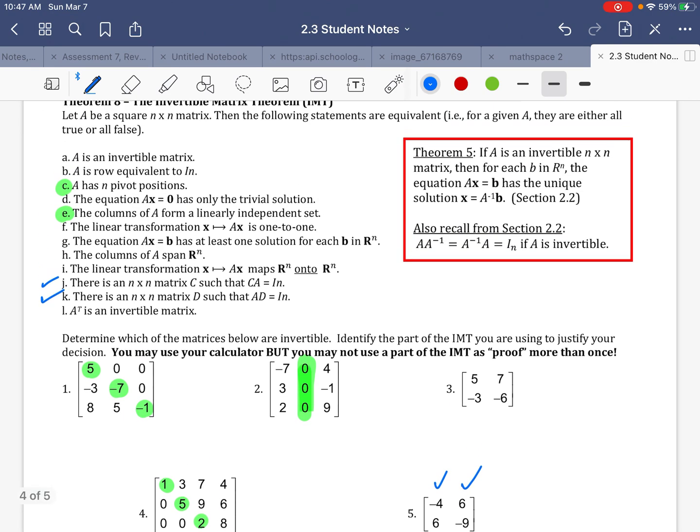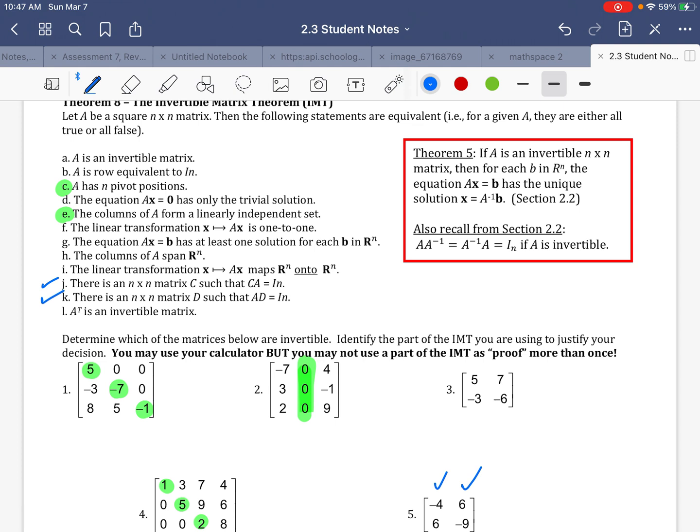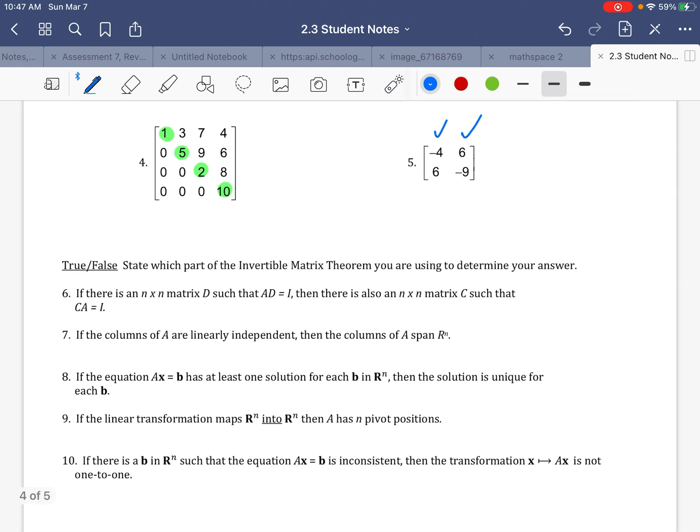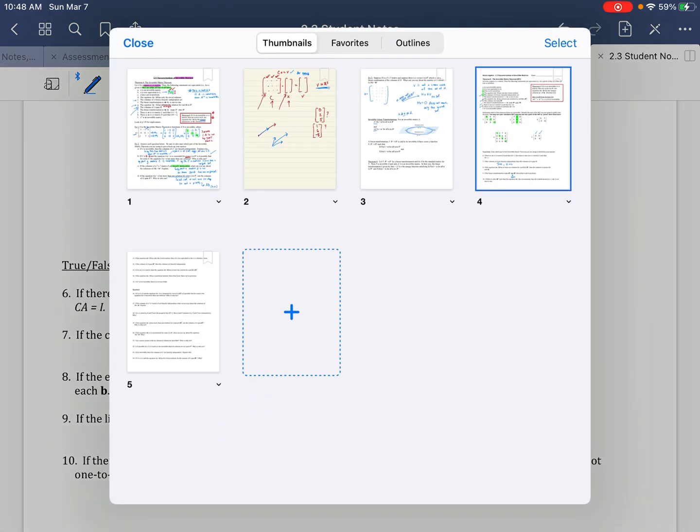So A spans Rn. Obviously what that would be is that you were given E, which led to H. So you can just say stuff like, hey, this is true, and you just tell me, I was given E, I went to H, and that's how I knew that was true. Okay, let's look at number 9. If a linear transformation Rn maps into Rn, then A has n pivot positions. All right, so "into" is a bad word right there. It was supposed to say onto. That's kind of a dumb one, but whatever. We've got to do what we can. So those are true, false.